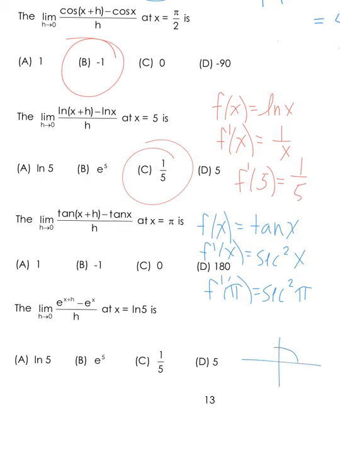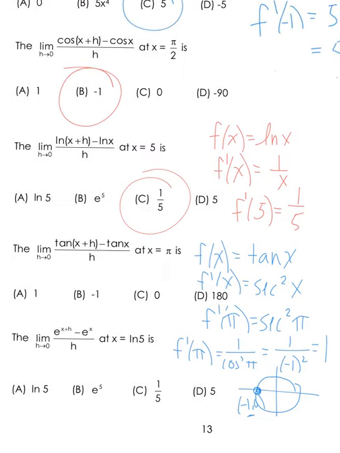So pi's over here. That point is negative 1, 0, so the cosine's the x value. So I'll change this to 1 over cosine squared pi. I'm just so good at writing on this thing. So this is 1 over negative 1 squared. Well, that's just going to be 1. See how 180 is a choice, just to really throw people off there?